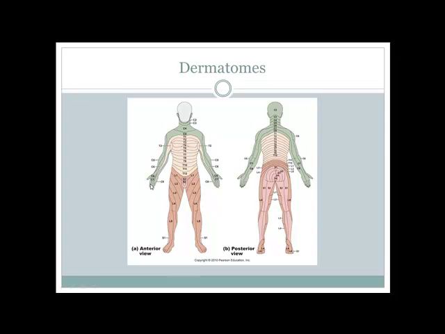C7 is going to be your first, your pointer and your middle finger. C8 working its way back. Okay, so this is just showing you what dermatomes are. There are specific areas of skin that are innervated by specific spinal root levels with nerves. So the spinal nerve level and the area of skin are linked one to one.